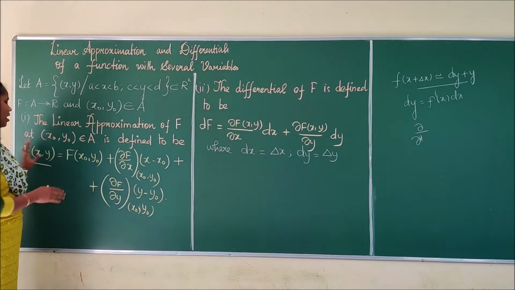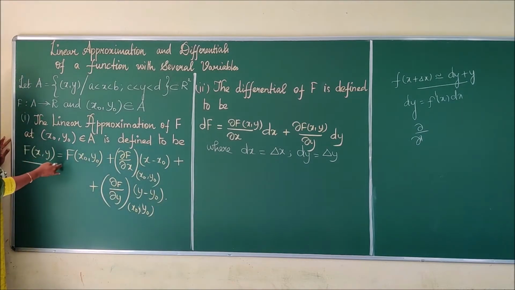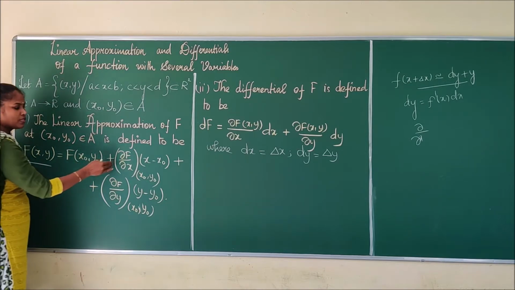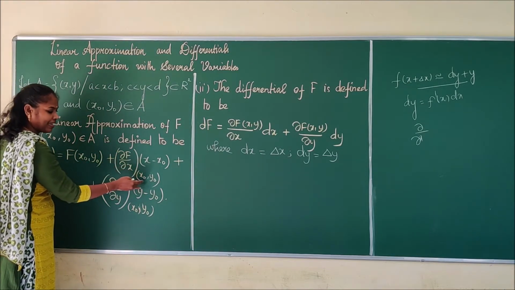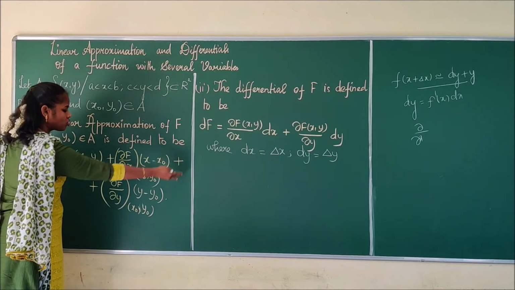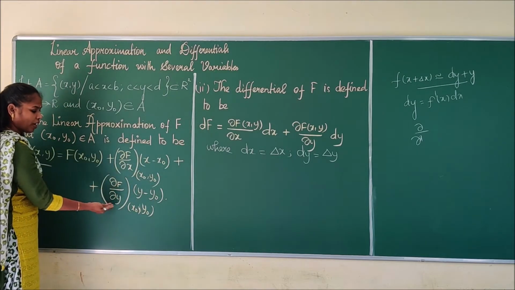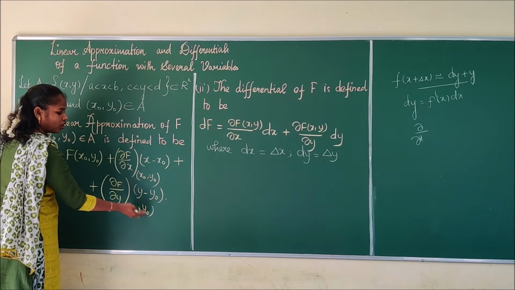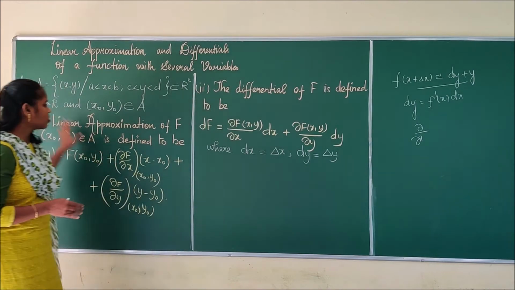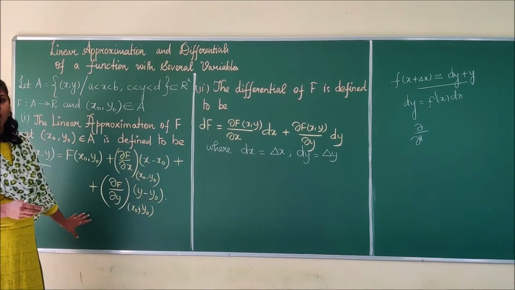So the formula is f of x comma y is equal to f of x naught comma y naught plus dou f by dou x at (x naught, y naught) into x minus x naught plus dou f by dou y at (x naught, y naught) into y minus y naught. So this is the linear approximation formula.